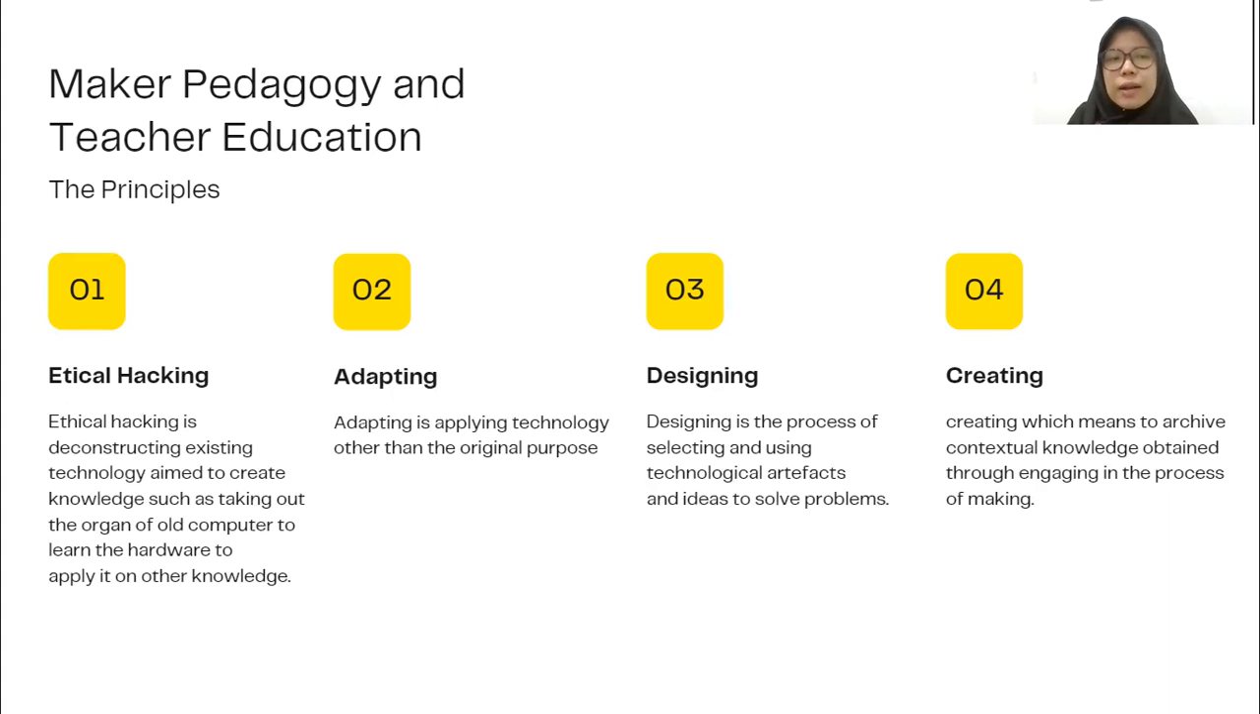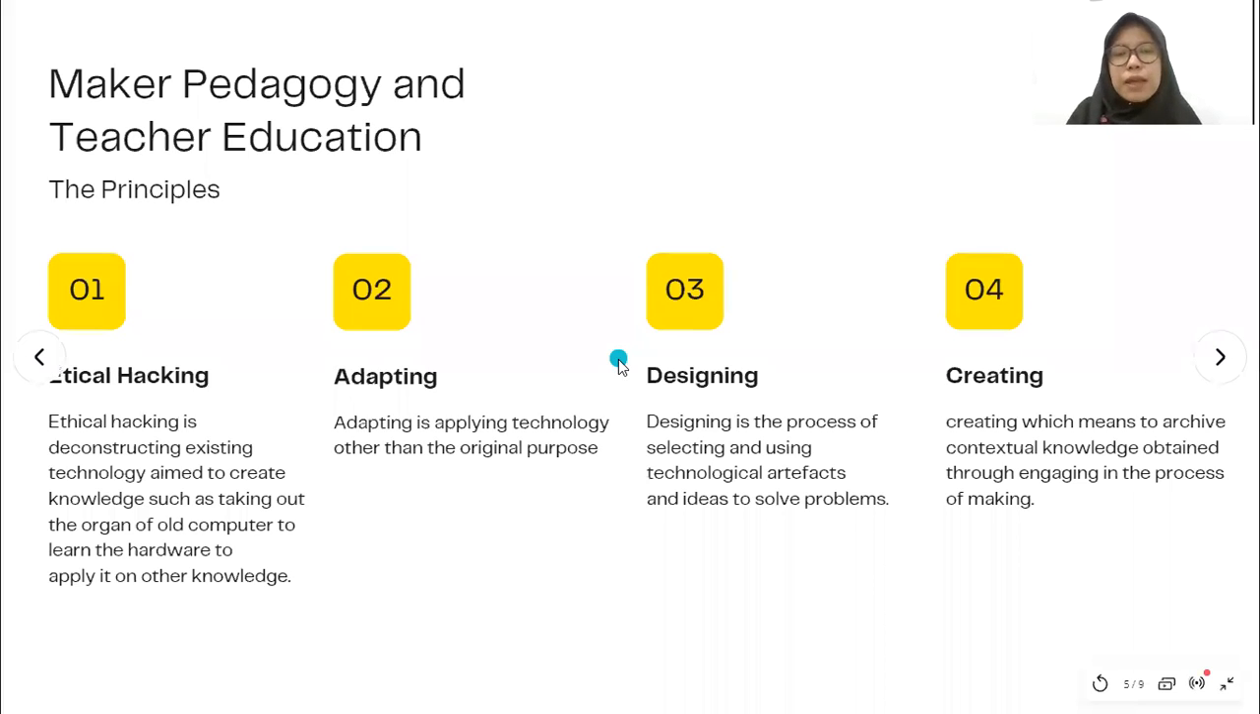The first one is ethical hacking. Ethical hacking is deconstructing existing technology aimed at creating knowledge, such as taking out the organs of an old computer to learn the hardware and apply it to other knowledge. And then the second one is adapting. Adapting is applying technology for purposes other than the original. For example, using an old, unused smartphone to learn the elements of computer programming. So this kind of adaptation is really helpful in education.